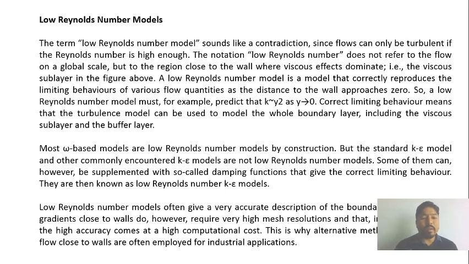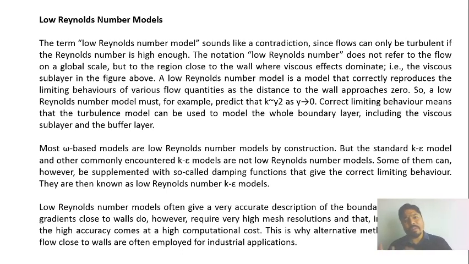Okay, so a low Reynolds number model must, for example, predict k → 0 as y tends to 0. Correct limiting behavior means that the turbulence model can be used to model the whole boundary layer, including the viscous sublayer and the buffer layer. Why are we always talking about the turbulence models and the turbulence equations? All these equations are used to solve all your engineering applications.